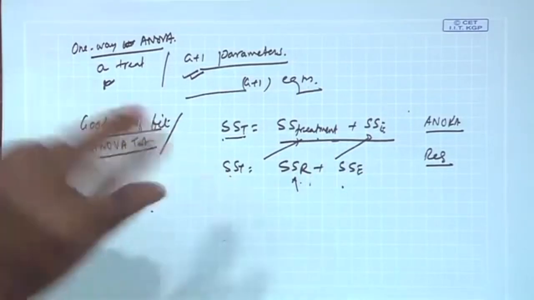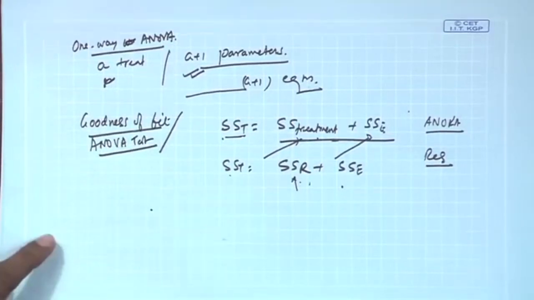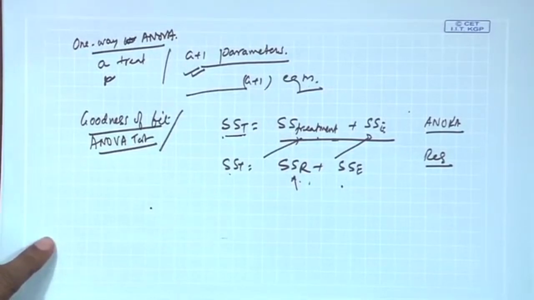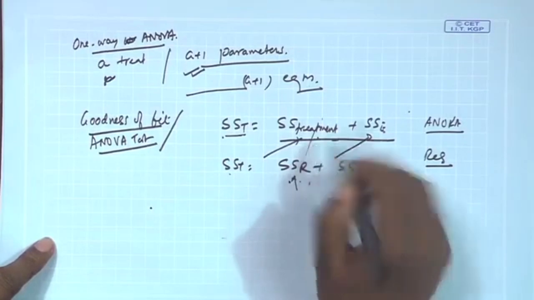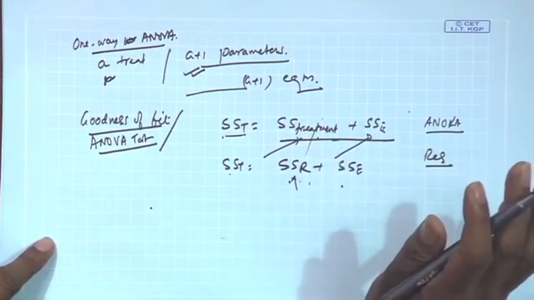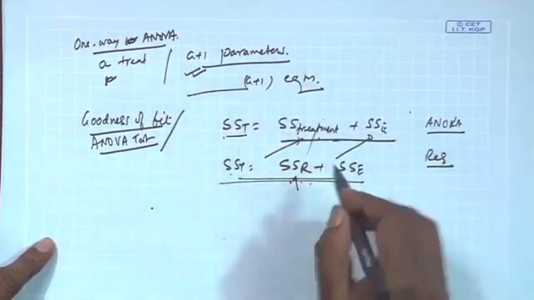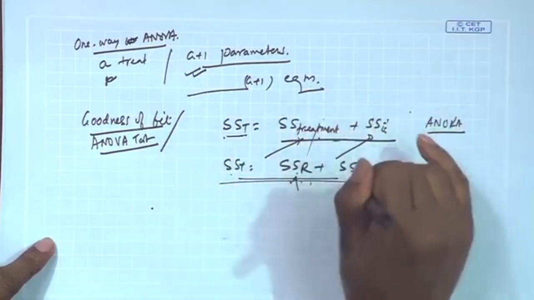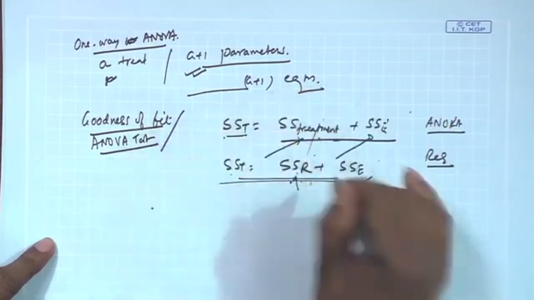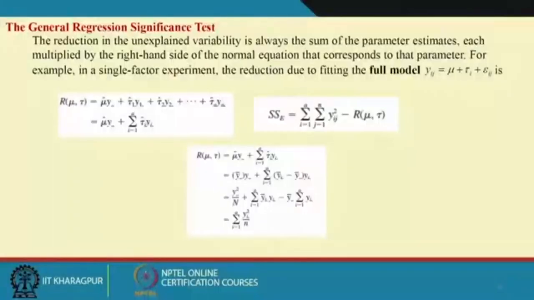Maybe because of the approach, there will be some variability, some difference in the calculated values, but approach-wise it is the same. That means SSR here is nothing but equivalent to SS treatment. So, let us see how to compute SSR and SSE using the ANOVA regression approach, and we get the earlier results that we have already used. Okay.